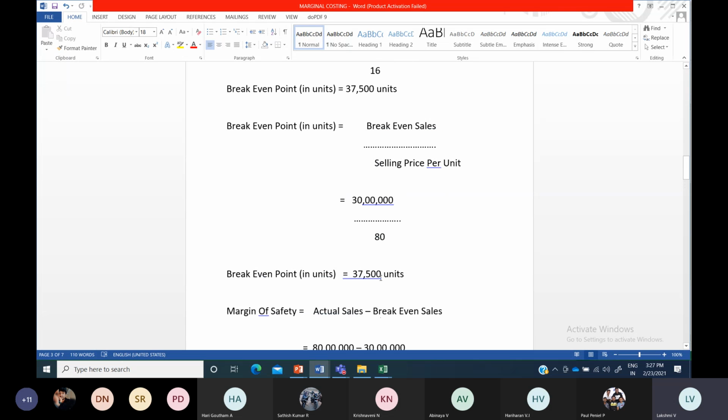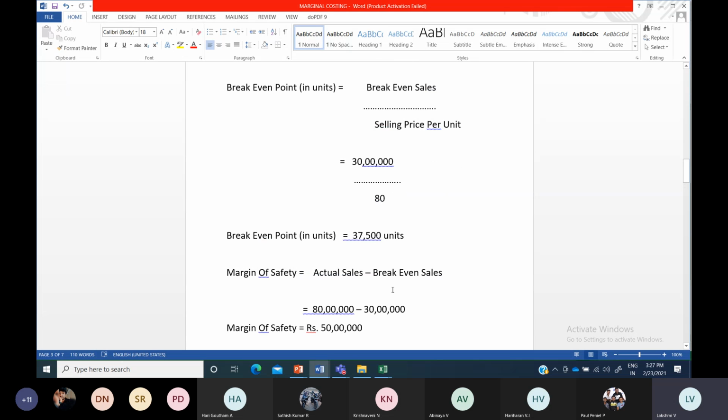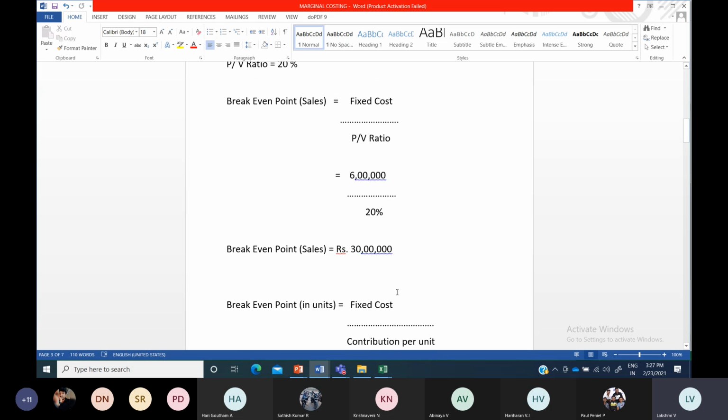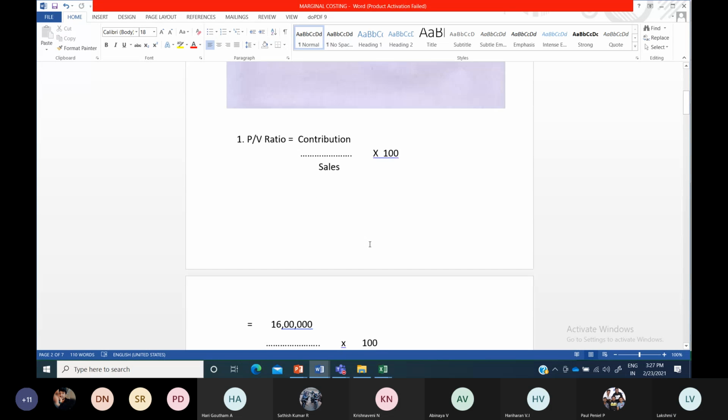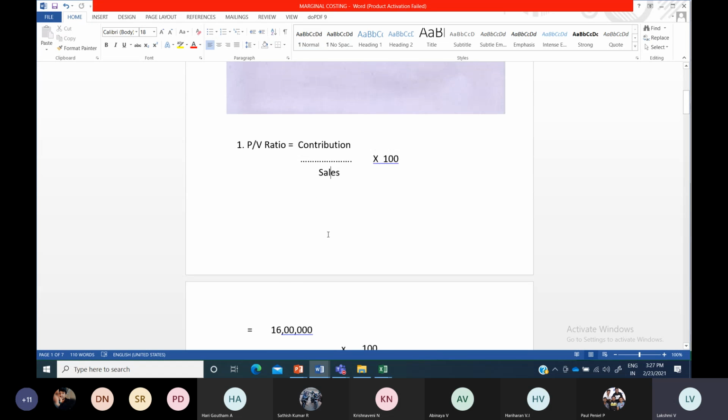Okay, so all these formulas you have to remember. So PV ratio formula, if you see, it is contribution divided by sales into 100.